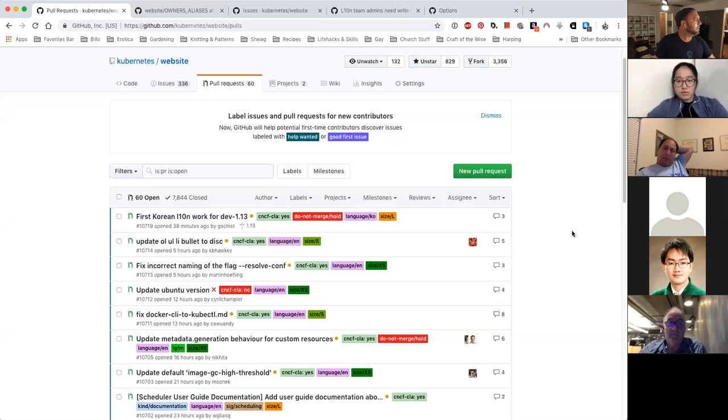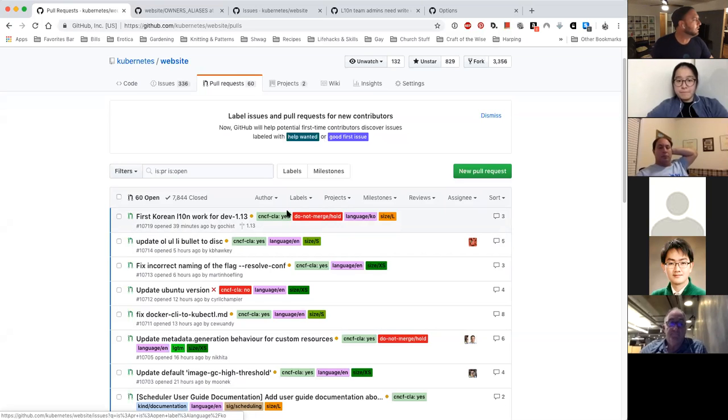All right, can everyone see this okay? Yep. Okay, so you'll notice here that there is a pull request open, 10719. It's for the first Korean localization work on the dev-1.13 branch. And you'll see that it has this label here, language/KO. And that was opened by Junyi.